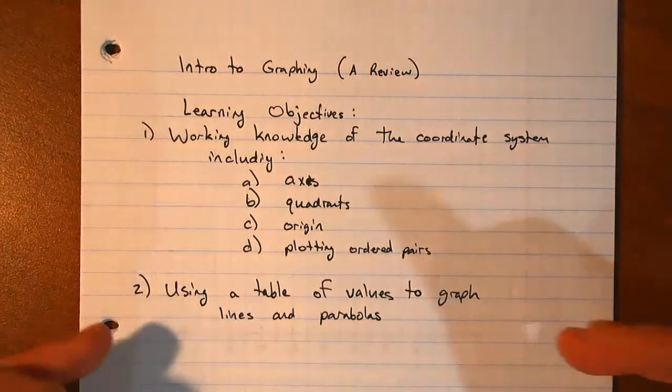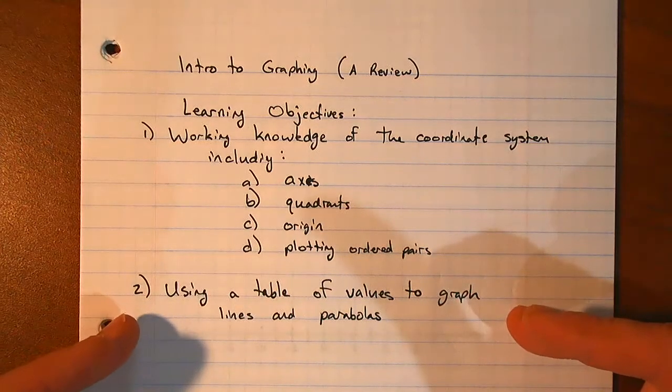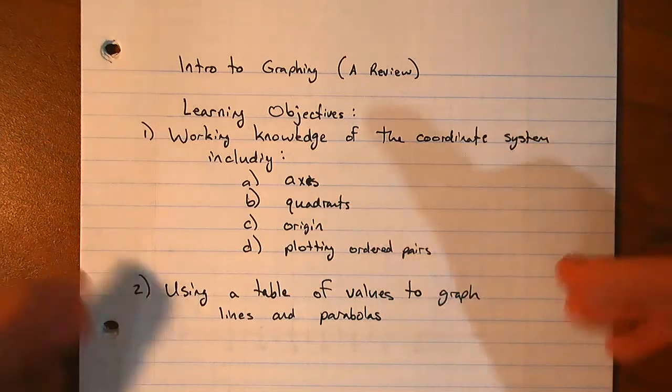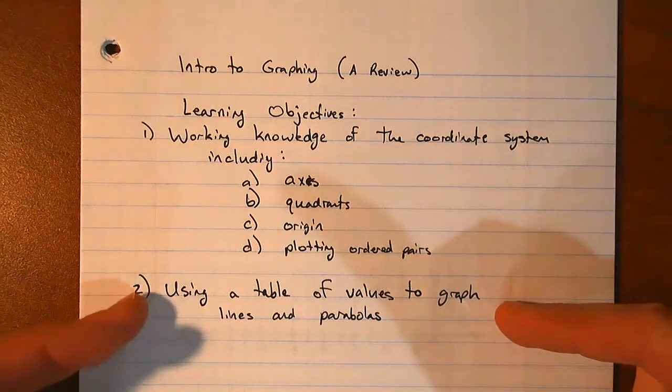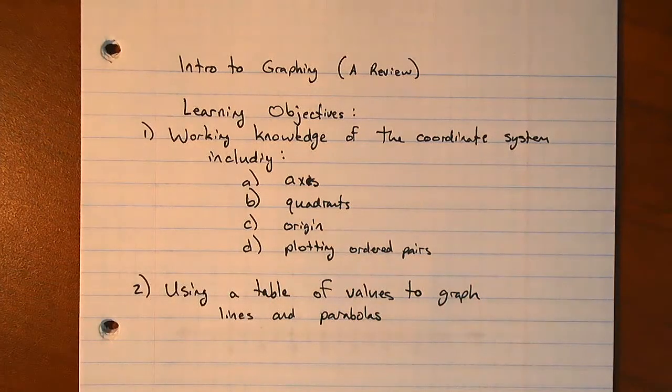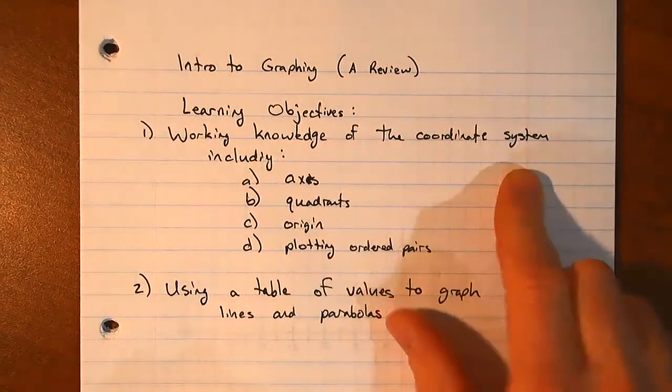Okay, so we're going to start with that, and that's what this video is going to cover. I am going to make a second video with examples of how to graph things using a table of values. But really, the table of values is just a continuation of ordered pairs, is all that is. So I'm putting all these learning objectives together in a single lesson. All right, so with that said, let's get started by talking about axes and the coordinate system.